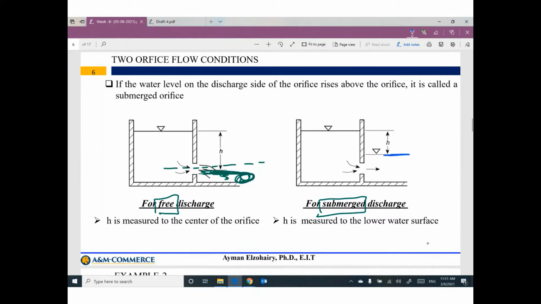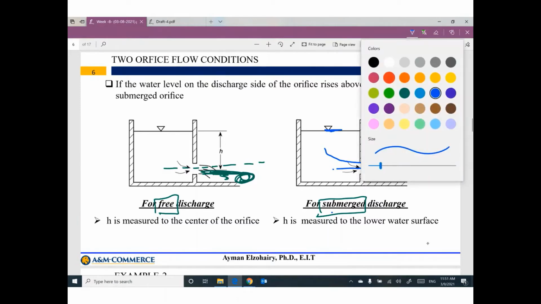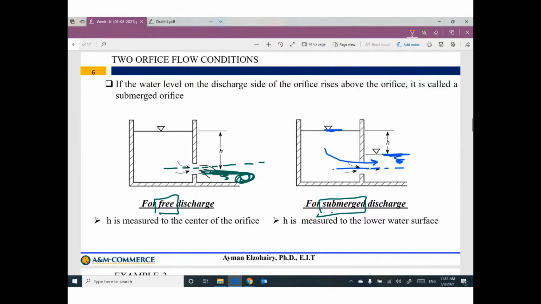Or we have water here and the level of the water is above the center line of the orifice. So your flow, that makes sense because this water level is higher than this water level, so we can expect flow. But this flow is submerged flow. Keep in mind, H is the distance between the center line of the orifice and the water surface.